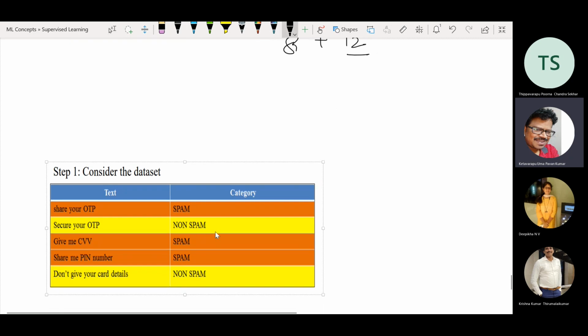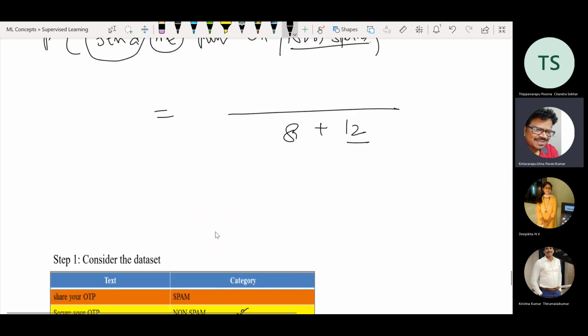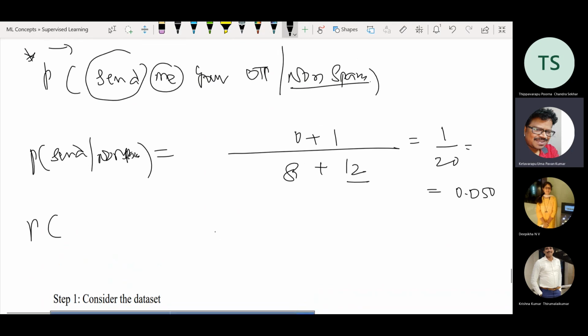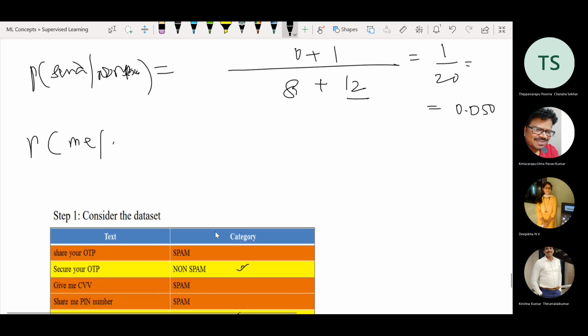First I need to find out, in the non-spam category, how many send are there. Is there any send here, friends? Only "Secure your OTP" and "Don't give your card details" are there. So obviously, don't worry, we are using Laplace: 0 plus 1 by 8 plus 12, which is 1 by 20. 1 by 20, I computed as 0.050. What is it? P of send given non-spam. Similarly, P of me given non-spam.